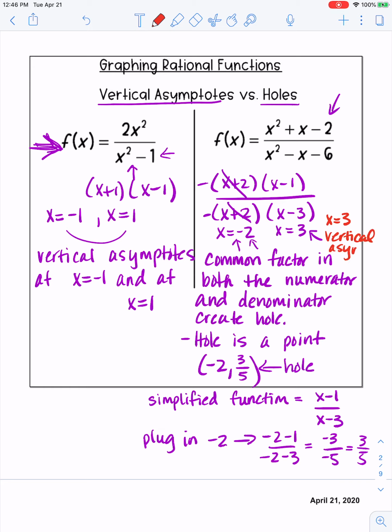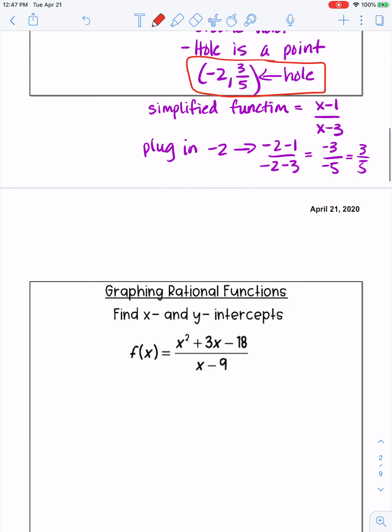So there's two things going on in the second problem here. I have a hole, and I have a vertical asymptote. For the first one, though, I only had 2 vertical asymptotes here. No holes, because I had no common factors, okay? All right, let's move on.